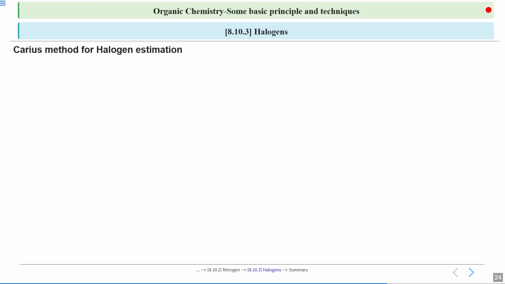Now we are going to discuss the Carius method for halogen estimation in organic compound. Let us start by looking at the setup for Carius method. So it is important to know what equipment and materials are needed before we begin any chemical analysis. Here you can see an image of a Carius tube. So this is a thick hard glass tube designed to withstand high pressure and temperature.